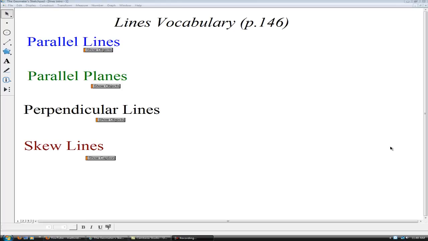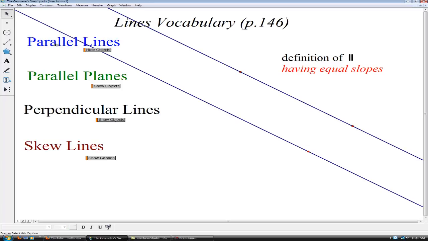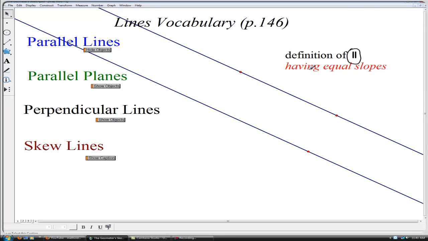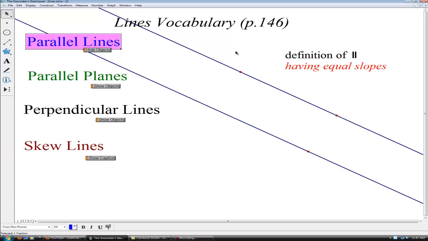Alright, welcome to chapter 3. We're on page 146 in your book. We're talking about lines and angles in this chapter. Parallel lines having equal slopes. This is our notation for parallel. And again, the definition of parallel is that the lines have equal slopes.